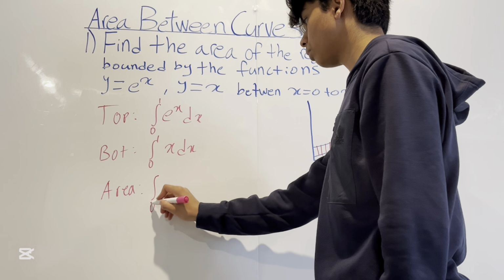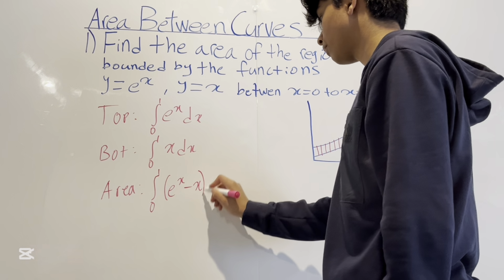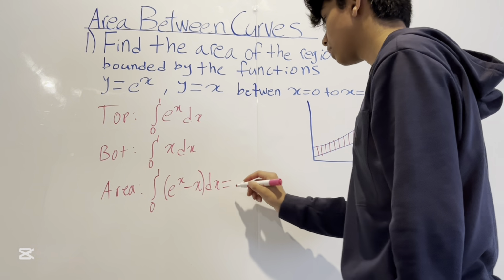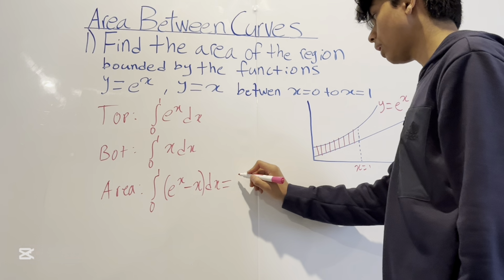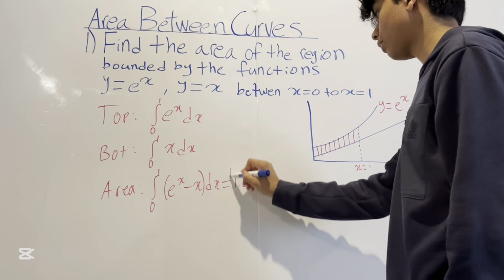So from 0 to 1, e to the x minus x dx, and if you plug this into your calculator, you should get 1.22. And this is our final answer.